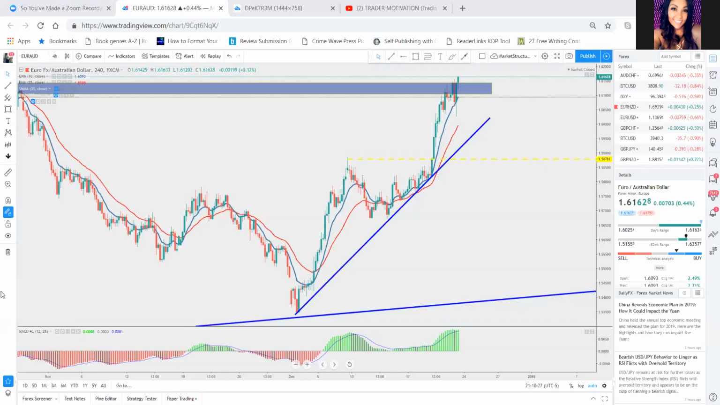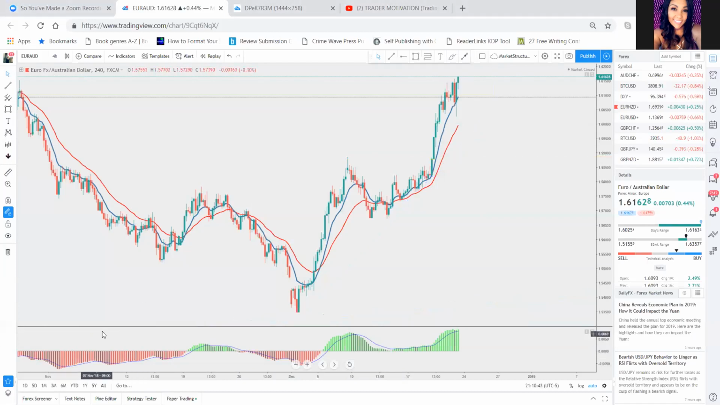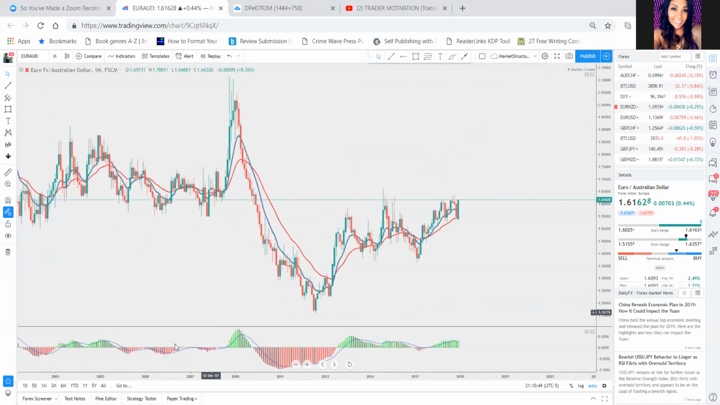Market structure, and I just picked a random pair, and we're going to start from the beginning to the end of marking up. Okay. So I'm going to completely clear this chart off. And we're going to start at the monthly and work our way down. If you have pen and paper and you want to keep notes.